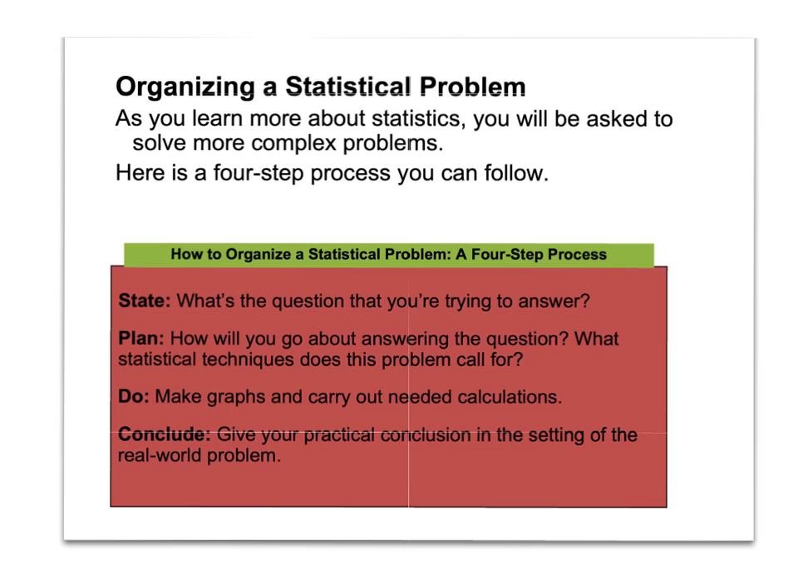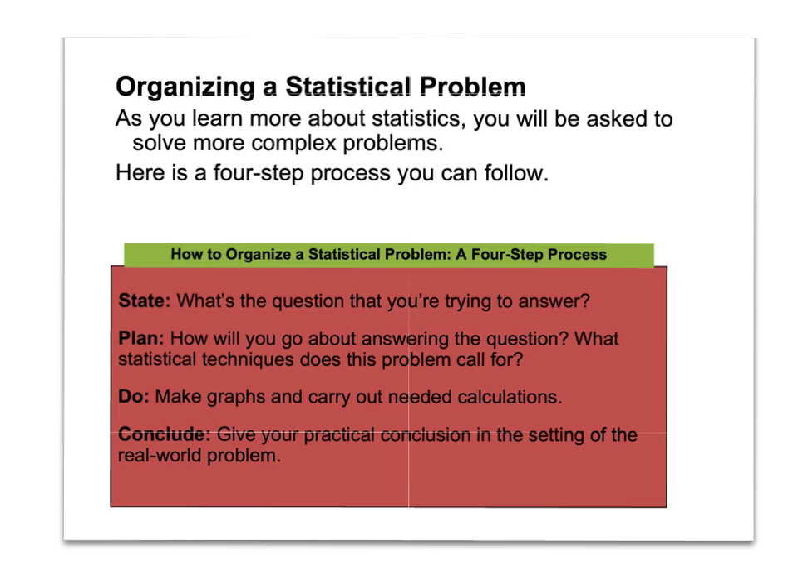The third step is usually making graphs, carrying out any calculations, actually doing the math. The do is the math part of it. The conclude then, like I've been talking about, is to make sense of that number, or numbers, that you're going to get, and explain in context what that means for the people that are interested in the problem that's being solved. So it's always state, plan, do, and conclude.